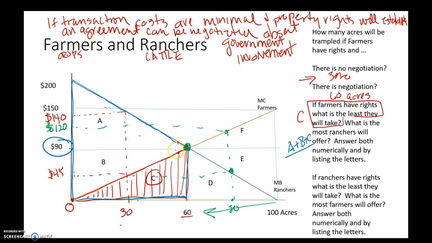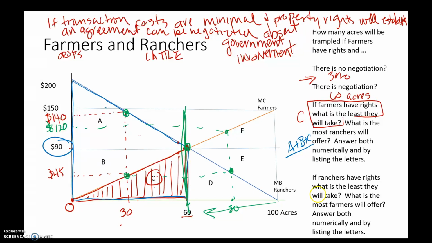Because below 60, like for instance at 30, the cost to the farmers is less than the benefit to the ranchers. So the ranchers are going to need at least 140, and the cost to the farmers is only 45 of letting it be trampled. So that's not going to work. But basically, we've got room for negotiation anywhere all the way down to 60 acres. And so we're going to say that we're negotiating all the way down to 60 acres.